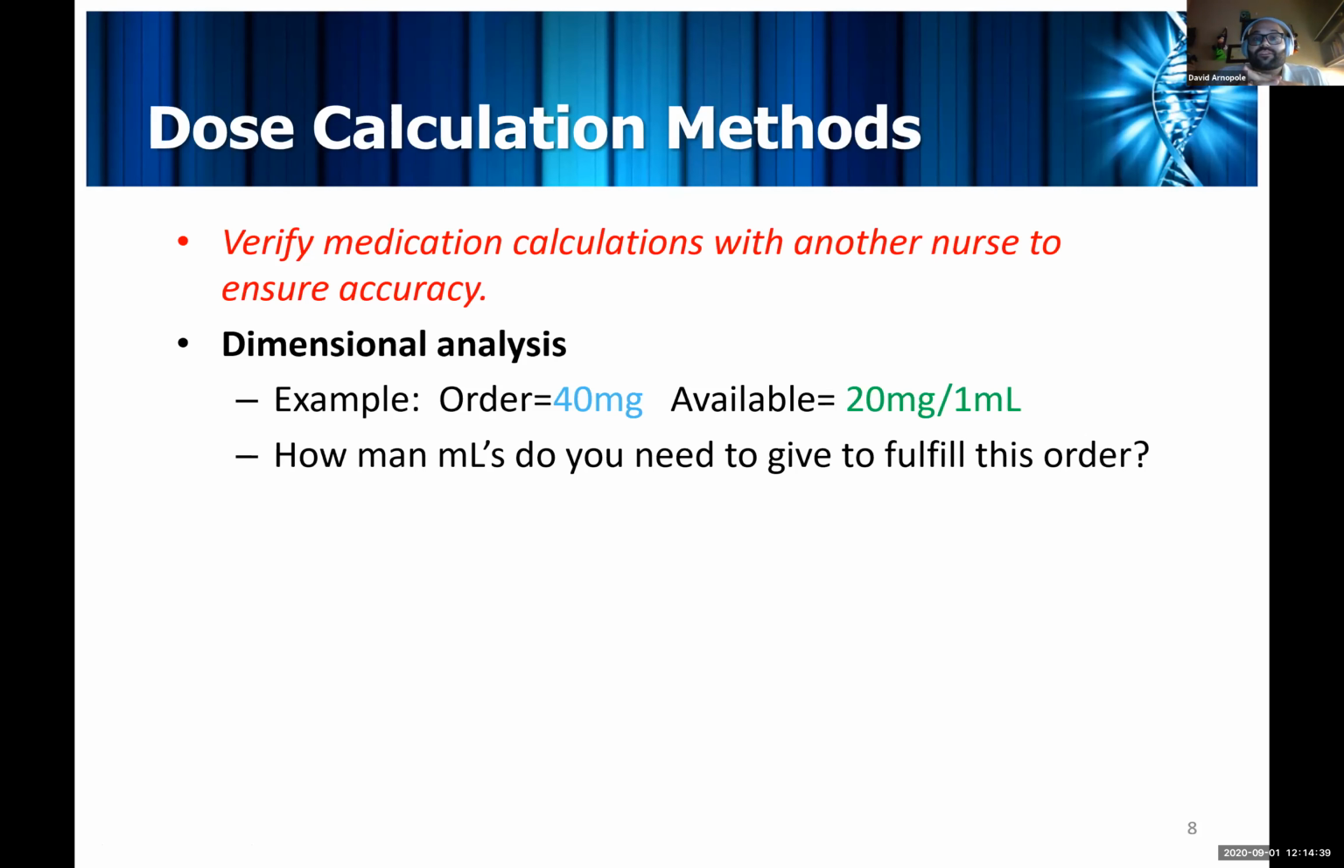Okay, so let's do another one. I have an order of 400 milligrams. Available is 20 milligrams per 1 milliliter. How many mils do you need to fulfill this order? I will give you guys a moment to try this one with dimensional analysis.